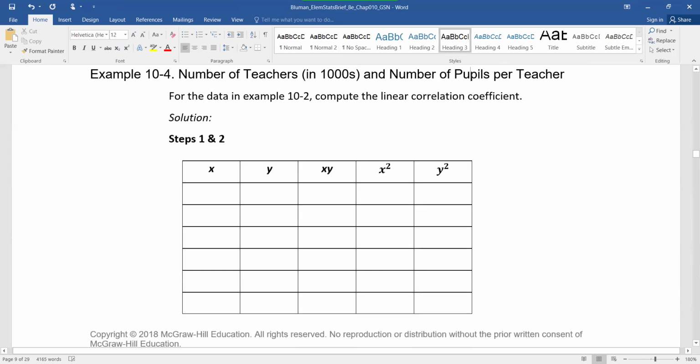So it says we're going to take the values from example 10.2. I'm not going to fill out this chart. I'm just going to tell you how to get to R. All right, so this is what you're going to do. You're going to pull out your handy dandy calculator, or you can use Desmos. Both of them do the same.